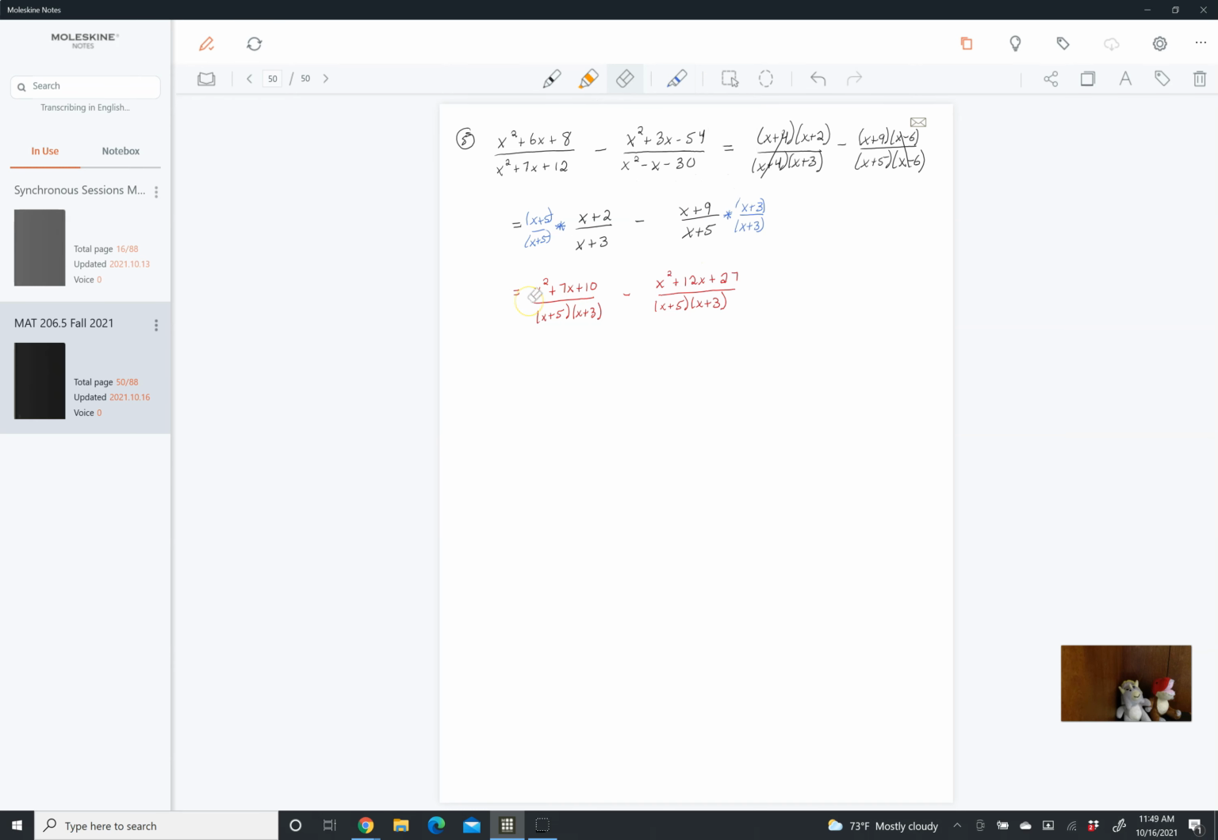And then don't forget what we have to do. This minus sign needs to be distributed to everything. Because you're subtracting that whole fraction, remember there are invisible parentheses around that numerator. So what do we get? x squared plus 7x plus 10 minus x squared minus 12x minus 27 over x plus 5 times x plus 3.